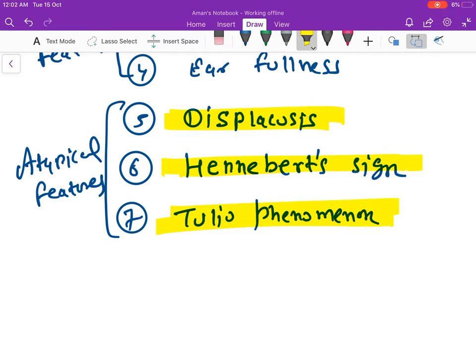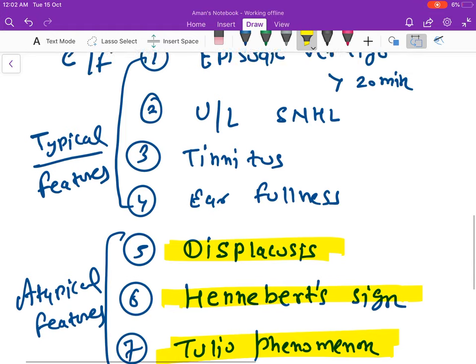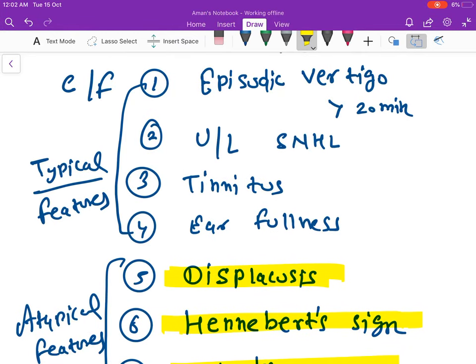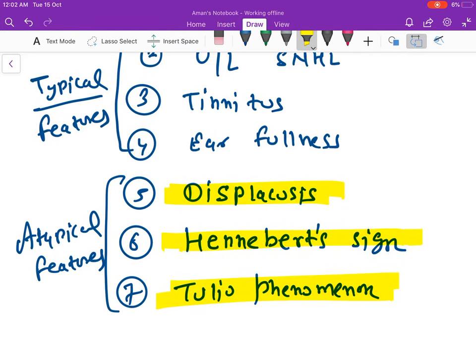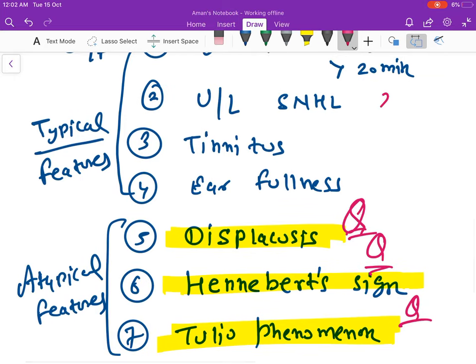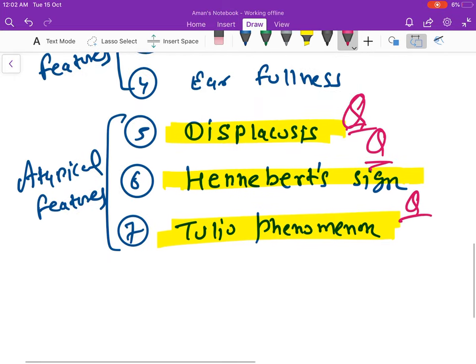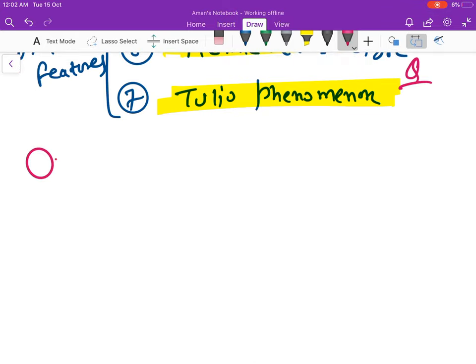To make the diagnosis, we call this 4 plus 3, meaning 4 typical features and 3 atypical features. So remember, 4 typical features: vertigo, SNHL, tinnitus, earfulness, and 3 atypical features. These atypical features are always asked as MCQs. These are very important MCQs in the exam. So how do we make the diagnosis of this condition?